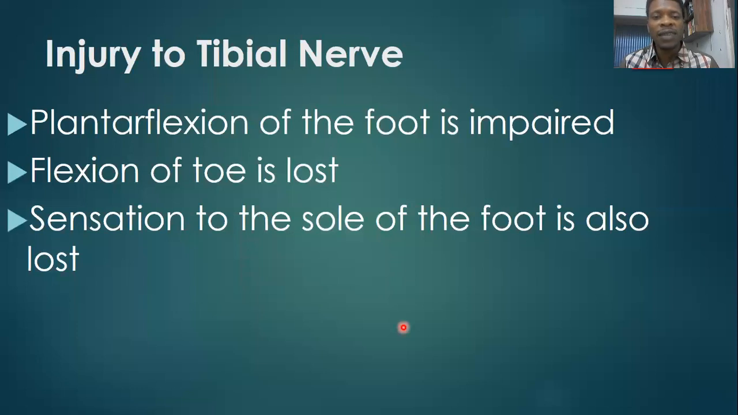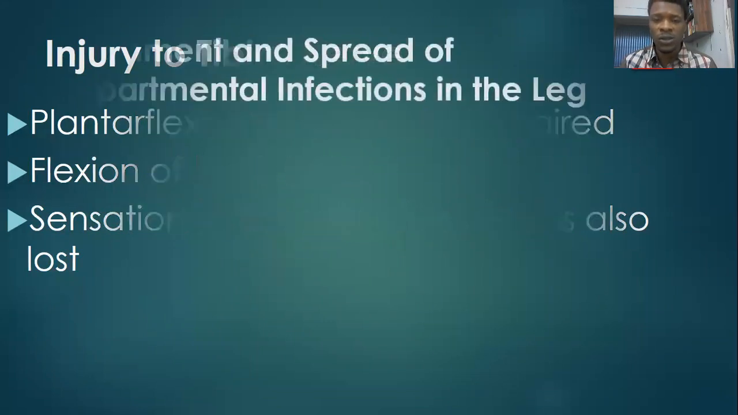We have the tibial nerve. Injury to this tibial nerve will lead to complete loss of plantar flexion. All right, toe flexion is lost completely, and plantar flexion of the foot is also lost.